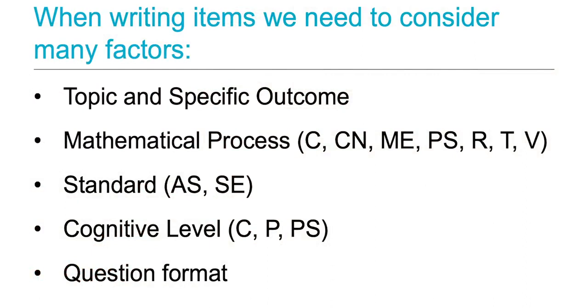When writing items, we need to consider many different factors, many of which are listed on your screen right now. A well-balanced test blueprint will have an appropriate weighting of each of these elements, but it's important to note that each of these needs to be considered when creating an item for assessment. In order to address these factors, you need to know where to find all of the related information.